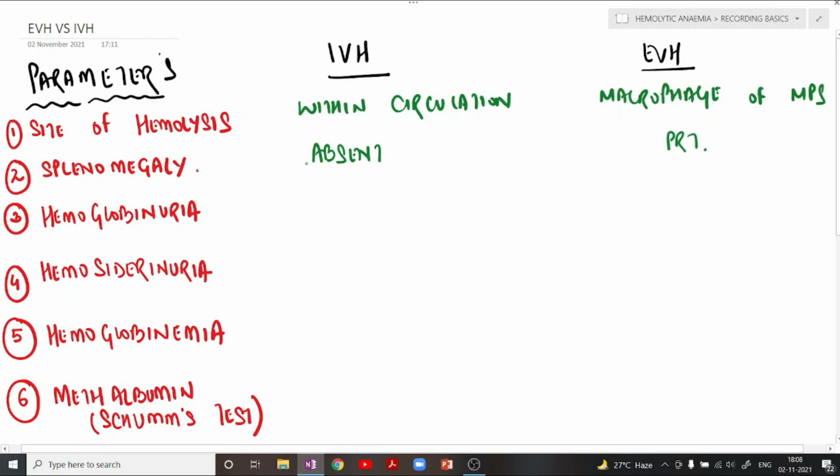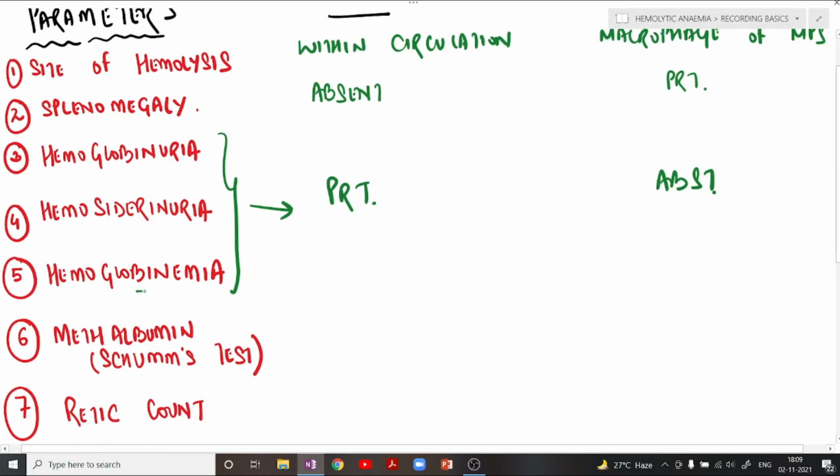So hemoglobinuria, hemosideruria, and hemoglobinemia, all these three conditions are present in case of IVH, whereas they will be absent in case of EVH. Now remember one thing, hemoglobin in the circulation is present in increased amounts in case of IVH, whereas in EVH it is present but in very, very less amount. So Schumm's test is positive only in case of IVH. So it is a differentiating test, whereas it is absent in case of EVH.